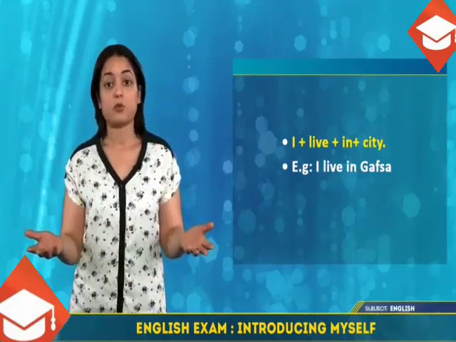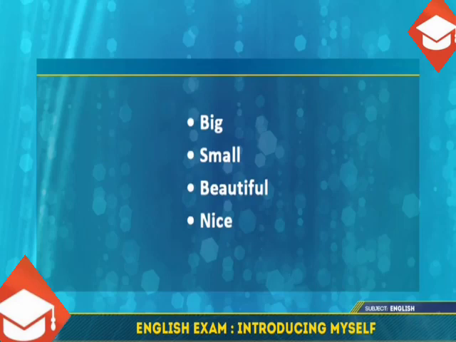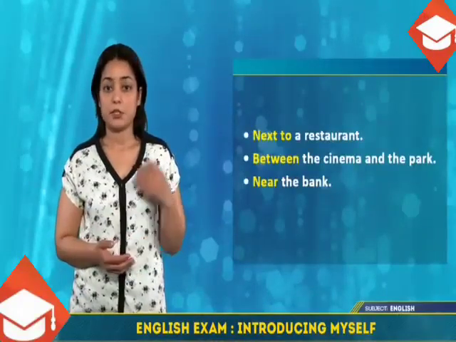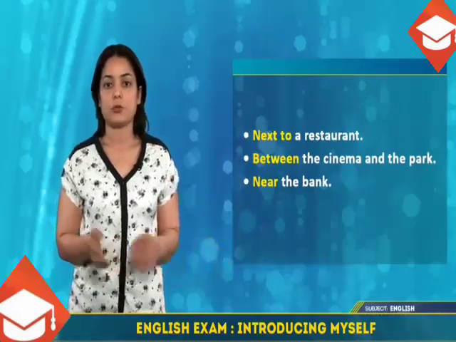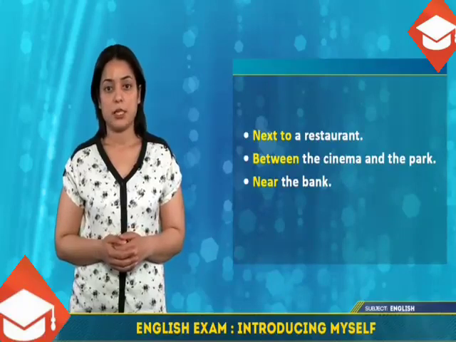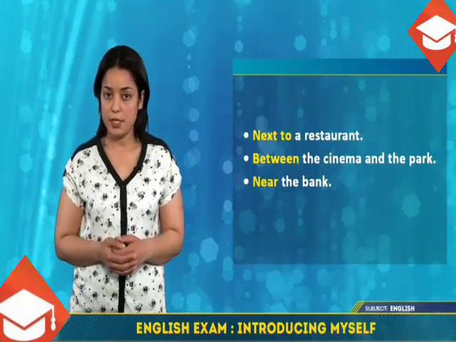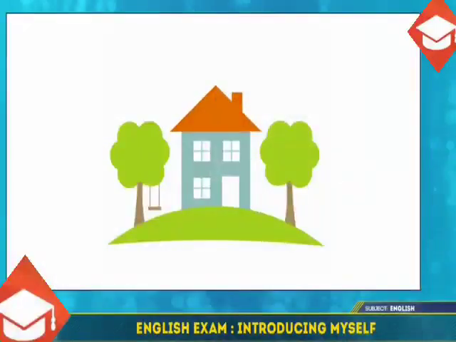Now let's describe the house where you live. Your house can be big, small, beautiful, nice. You can also say where your house is. It can be next to a restaurant, between the cinema and the park, near the bank. So next to, near, between are the words to be used to say where your house is. So let's see how we can use these words. In this picture, for example, the window is next to the door, the house is between the two trees, and the tree is near the house.